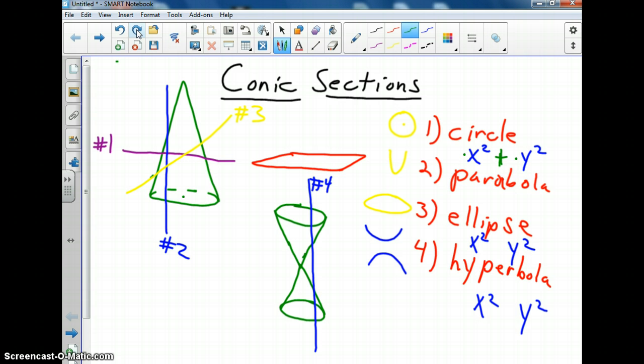So here's the thing. When it's a circle, those 2 numbers will always be the same. They'll always be equal. So I put A and A there, meaning they're the same number. 7x squared plus 7y squared. 11x squared plus 11y squared. There's always a plus between them, and the same number. So that's what a circle is.